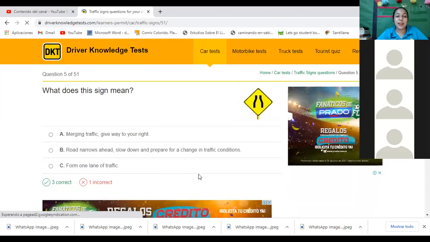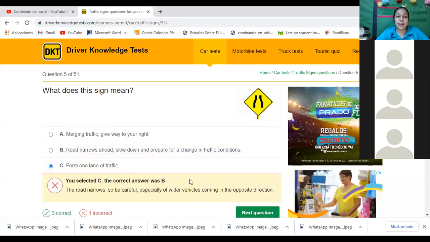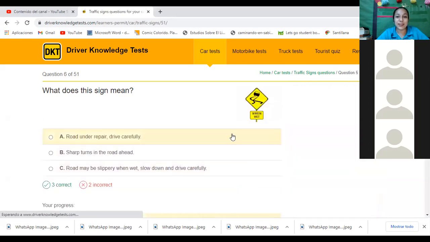Okay, next question. What does this sign mean? Merging traffic, road narrows ahead from one lane of traffic. Okay, what do you think? A, B, or C? The majority of the times we go by car, but we don't pay attention to the signs, and it is necessary. Okay, you say C. Let me check. Now this one is B, road narrows ahead. You slow down and prepare for a change in traffic conditions. Okay, next one.